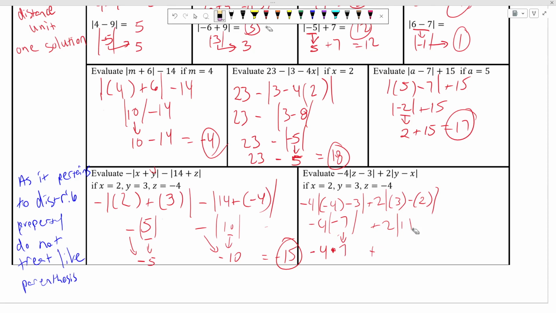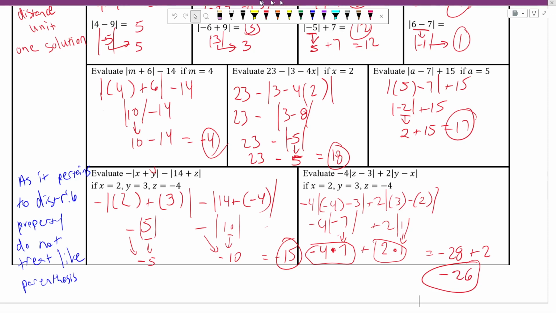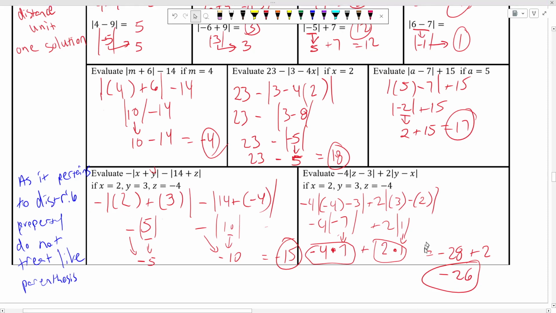This here, same idea, right? This transforms simply to 1, and it's being multiplied by a value here of 2, and all this is being added to this, and that becomes -28 plus 2, or -26 for final answer. Pretty pretty nifty, guys. Nothing really to it.